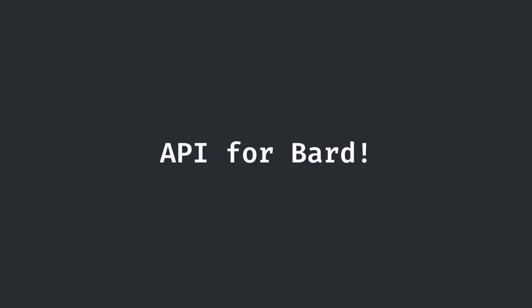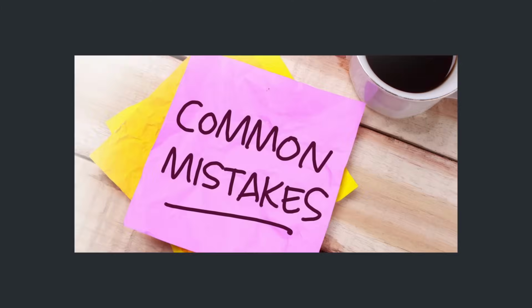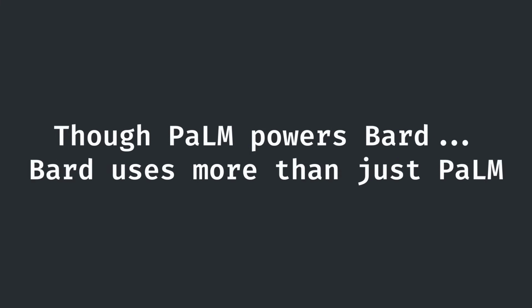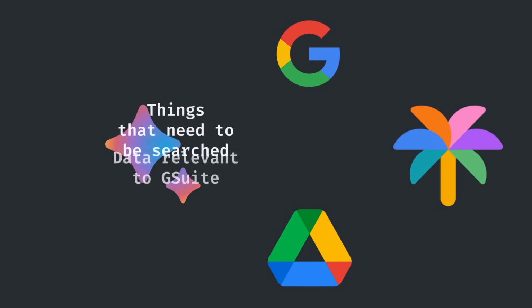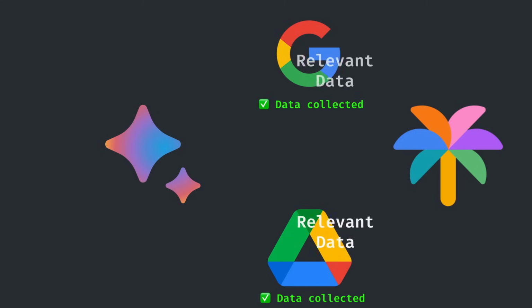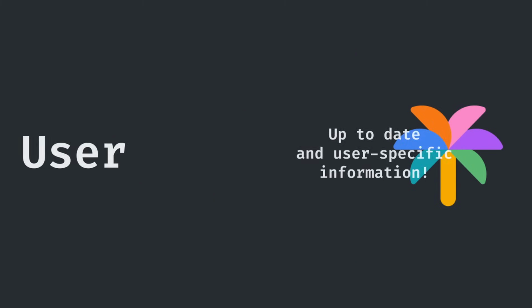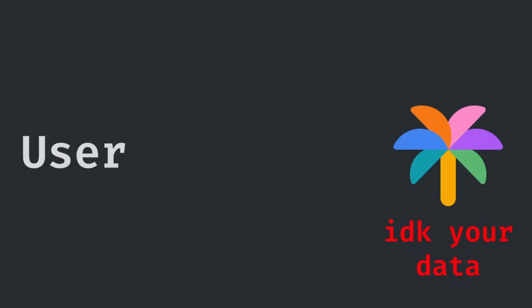But indeed, there were some major caveats. One large thing that many people don't realize is that though Palm is the model that powers Bard, the actual Bard website uses much more than just the model. For example, when you pass in a prompt to Bard, it first uses Google Search and Google Workspace, if enabled, to collect relevant information, which is then passed to the large language model. This ensures up-to-date and user-specific information, but the actual language model isn't capable of accessing all those things.